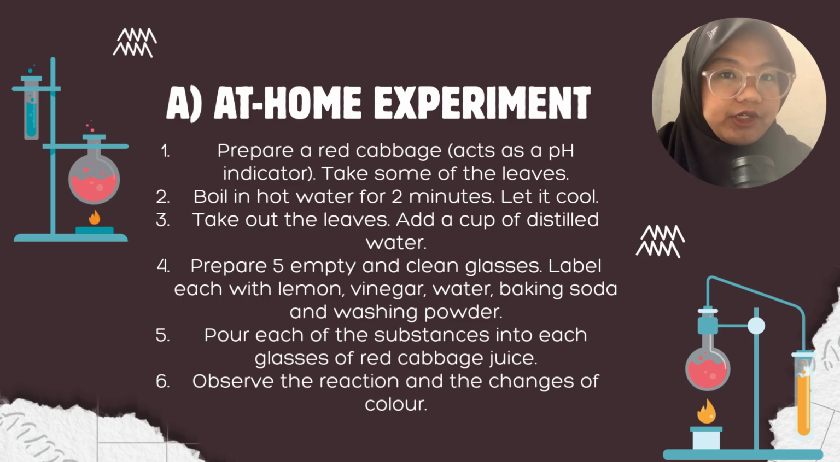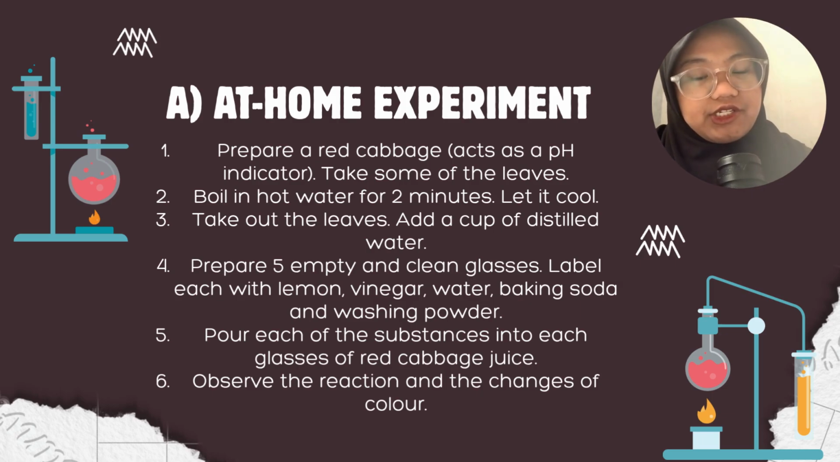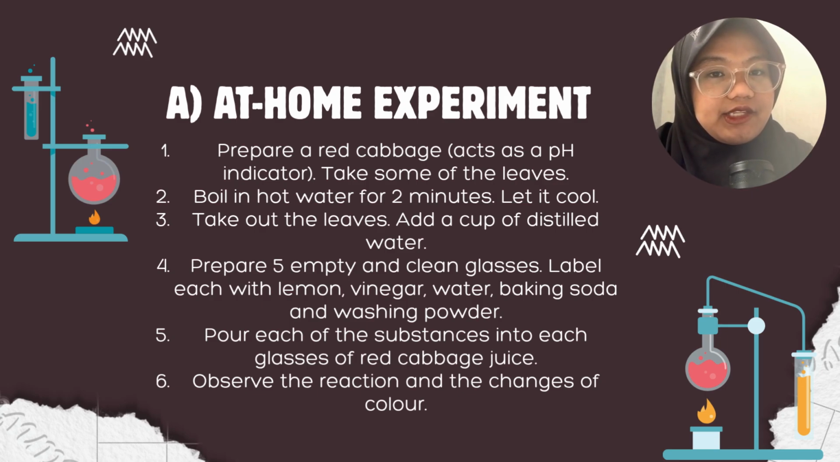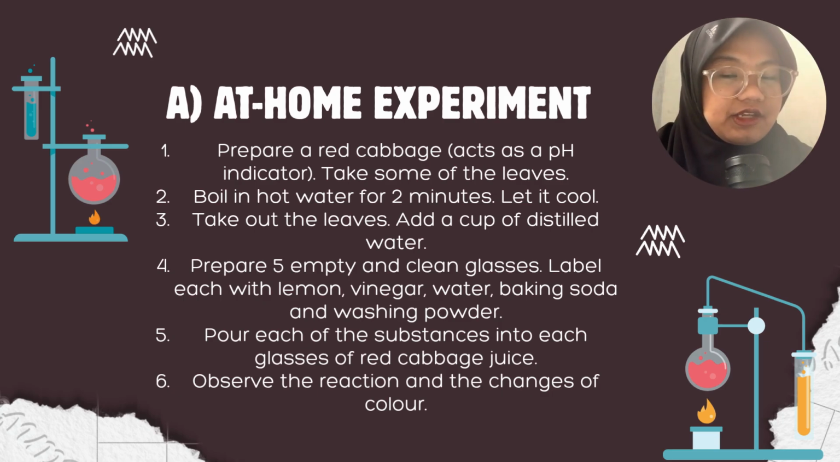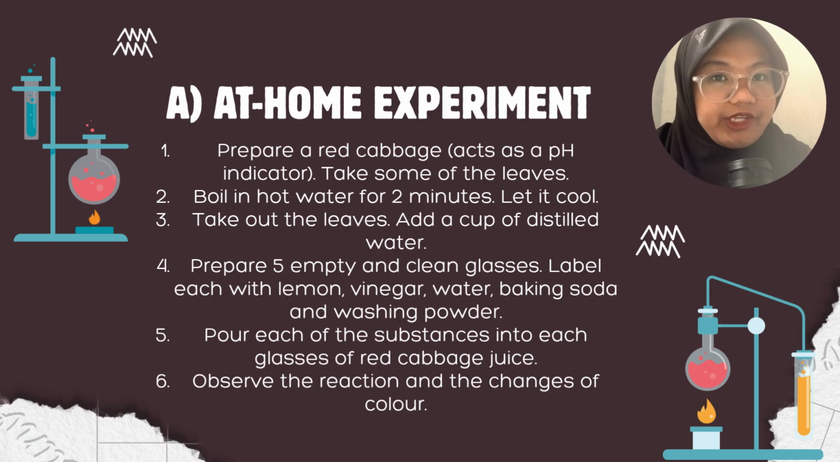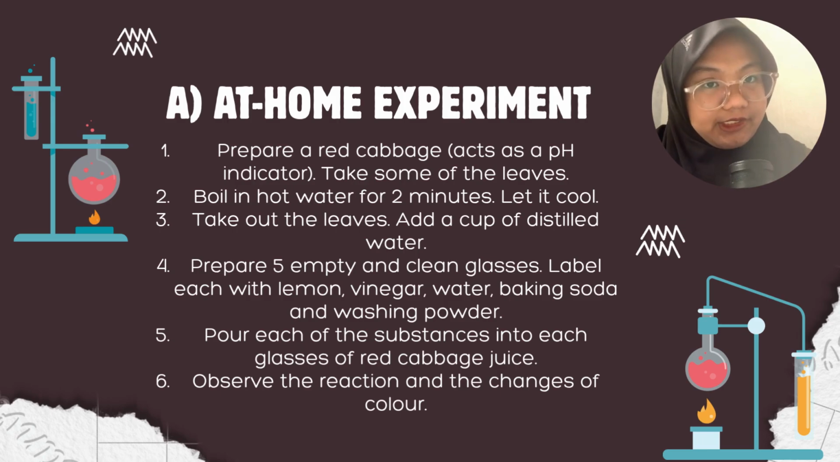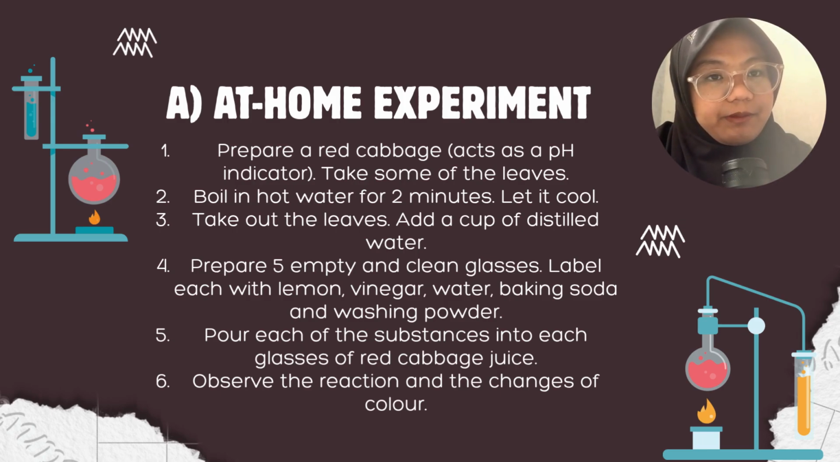Alright, so first of all, you need to prepare a red cabbage, which acts as a pH indicator. And then take some of the leaves, you cut it with a knife, or maybe you tear it with your hands. And then secondly, you need to boil it in hot water for 2 minutes and let it cool down. And then third, you need to take out the leaves from the water that you boiled it in, and then add a cup of distilled water.